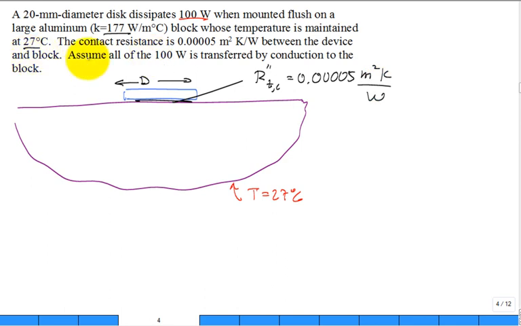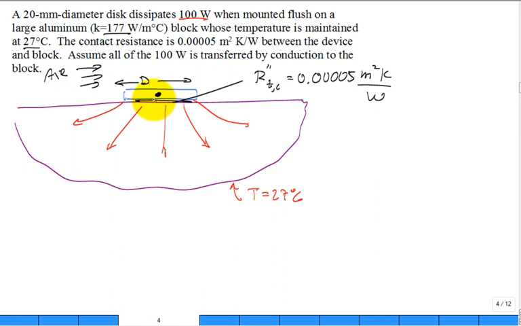Between the device and the block. Assume all 100 watts is transferred by conduction to the block. So all of this heat is going off into the block. Well, what about the convection at the top? Maybe there's airflow. Neglect it. And then calculate the temperature of the device. So you want to find this temperature.